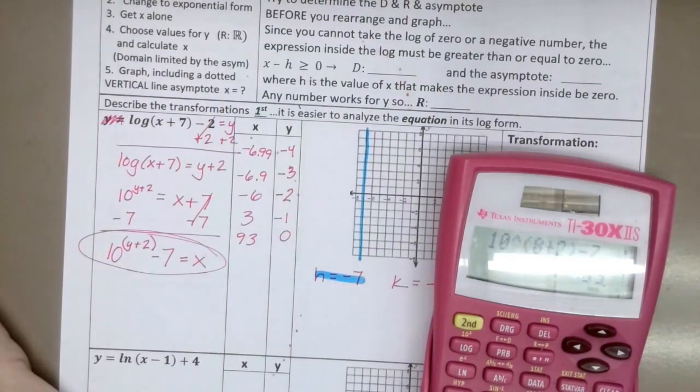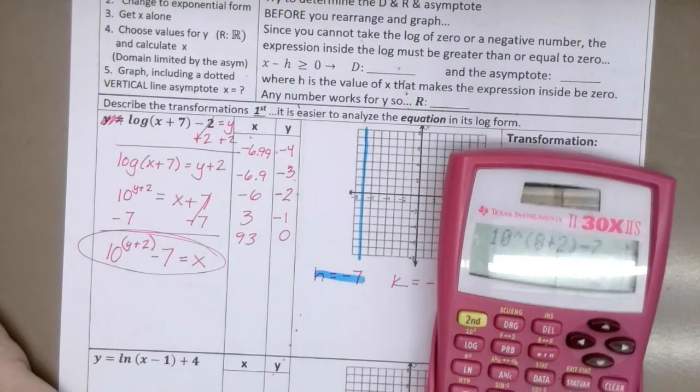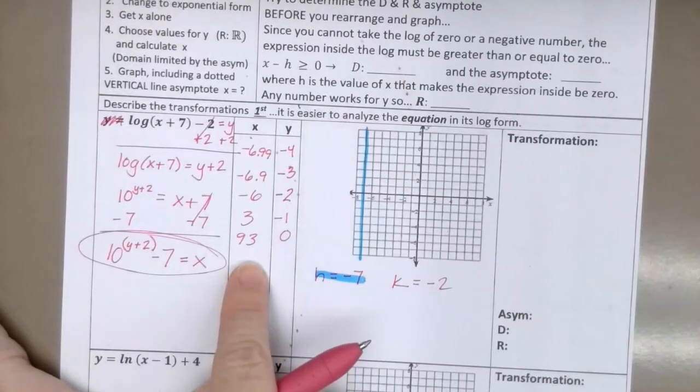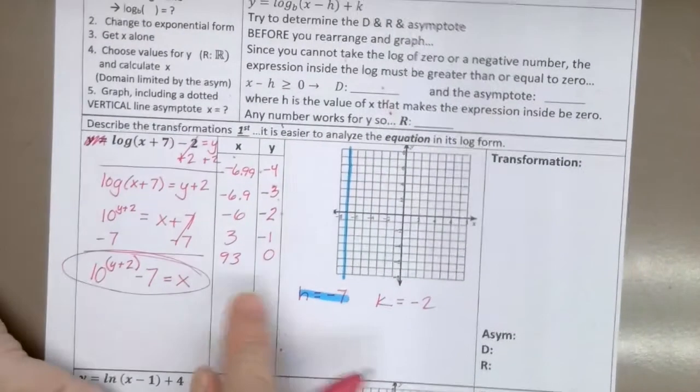Why did it go from 3 to 93 so fast? Because the base is 10, and think about powers of 10. 10 to the first is 10, but 10 to the second is already up to 100. So it doesn't take very much of a change in the exponent to make that result a lot bigger. Okay? Obviously, I'm not going to be able to graph 93, 0. I just need to aim that way.